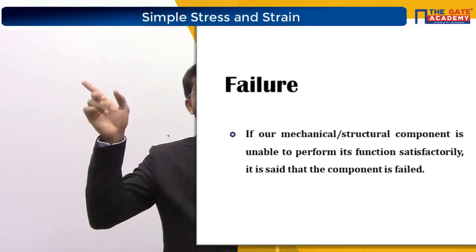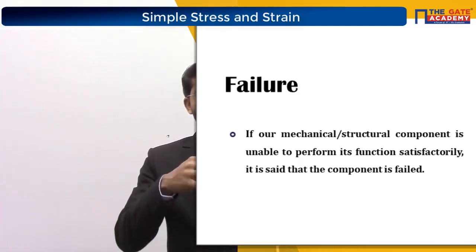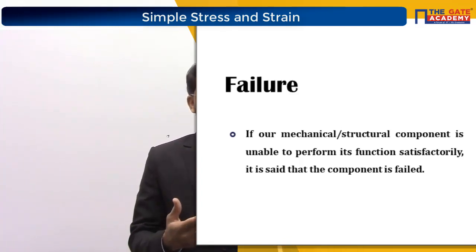So the fan is supposed to rotate at some particular RPM according to the speed you have set, and it should be circulating the air, right? But if it is not rotating at that speed due to some problem in the bearing, then we say the fan has failed. In the same way, in mechanical or civil structural applications, wherever the component is not serving its purpose, we say it has failed.